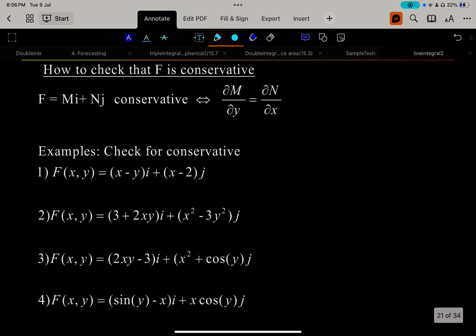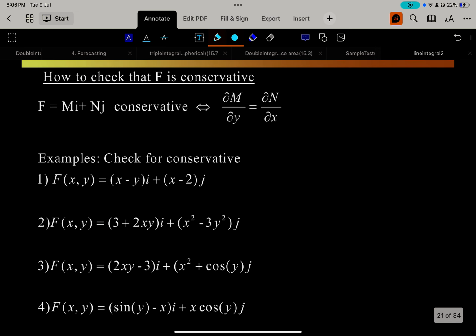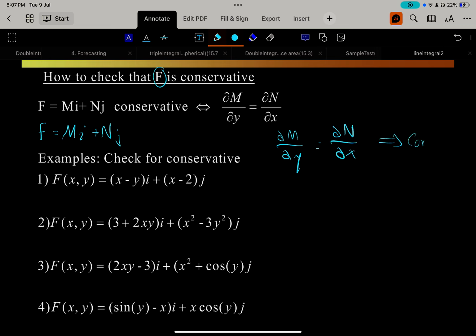And so we need to check whether our function F is conservative or not, and we have a way to do that. If we, for example, have F equals Mi plus Nj, where M and N are functions of x and y, then if the partial derivative of M with respect to y is equal to the partial derivative of N with respect to x, then the function is conservative.